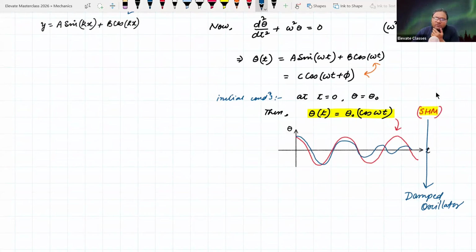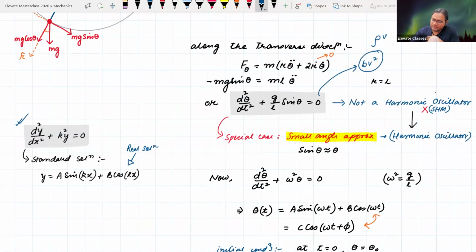You will study this in wave optics, and possibly you have already studied it in your college. There is something called a damped oscillator, something called critical damping, something called over damping. They all arise in non-ideal situations. Right now I am studying an ideal system, but if you study non-ideal realistic situations, you will always have to include damping.